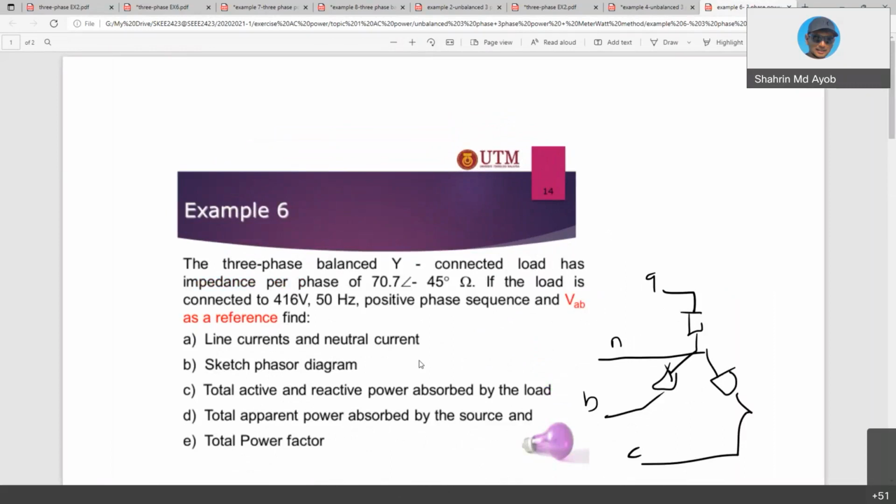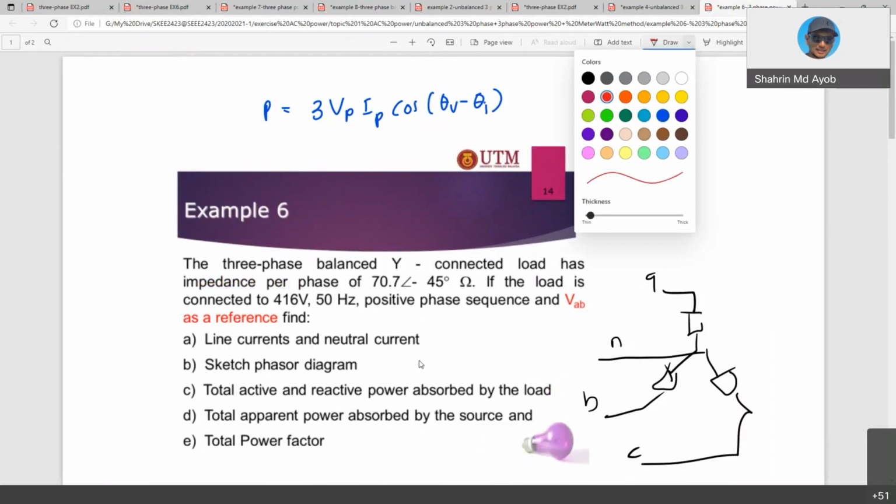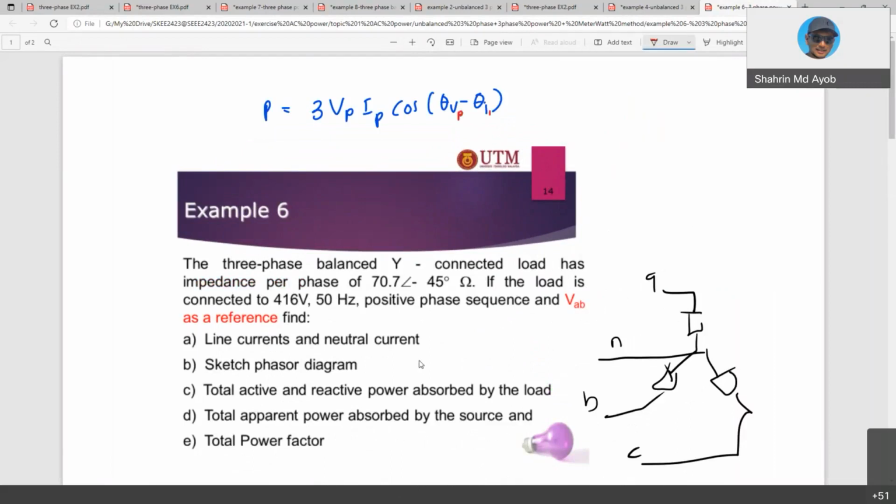for a three-phase system, we know that P is 3 multiplied by V phase, I phase, cos(theta V minus theta I). And this one is actually referring to the angle of the phase voltage and the angle of the phase current.